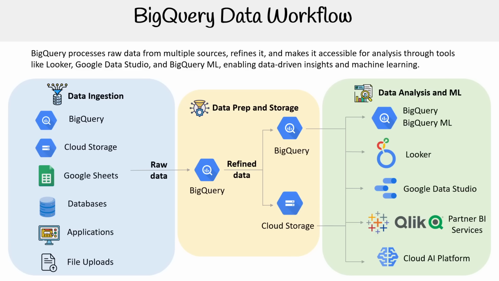So on the left-hand side, you have data ingestion. So you have things coming from BigQuery, cloud storage, Google Sheets, databases, apps, files upload. You're bringing that raw data into BigQuery. It's interesting. You can bring BigQuery into BigQuery. And here we can refine the data, and then we can output it to BigQuery or cloud storage. And then from there, we can analyze the data with BigQuery or BigQuery ML, Looker, which is obviously a BI tool, Google Data Studio, partnered BI services like Qlik, or send it to the Cloud AI platform.